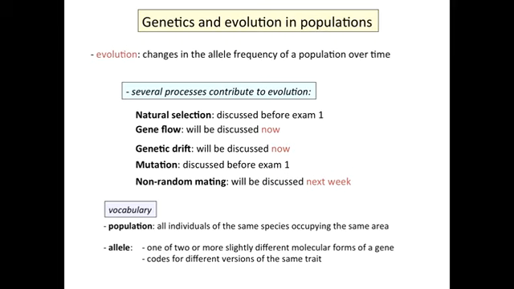Okay, so just to refresh, what do we mean by population? All of the individuals of the same species occupying the same area. What do we mean by an allele? One of two or more slightly different molecular forms of a gene, and they encode for different versions of the same trait. Okay, so this could be curly hair, straight hair. That's an example, that sort of thing.